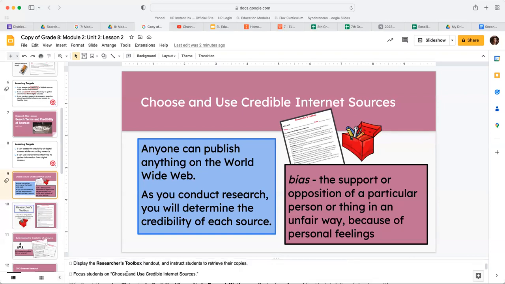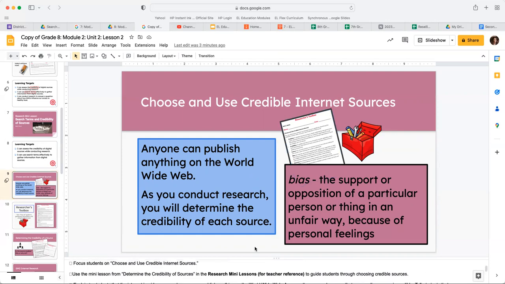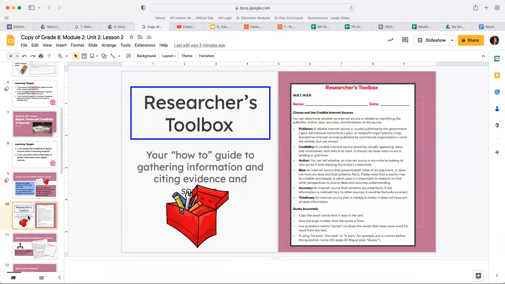I'm going to ask that your teacher display the researcher's toolbox, which is right here on the board, okay? And that you guys go through and read the section that says choose and use credible internet sources. So I want you guys to go ahead and work through this now. Talk about this as you go. Your teacher can popcorn read, maybe ask you guys to identify the different things and read the definition. And let's just have some discussion about this around the room. So once you're finished going through this, come back to me and we'll move forward.